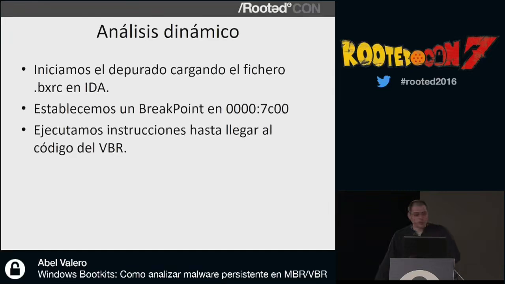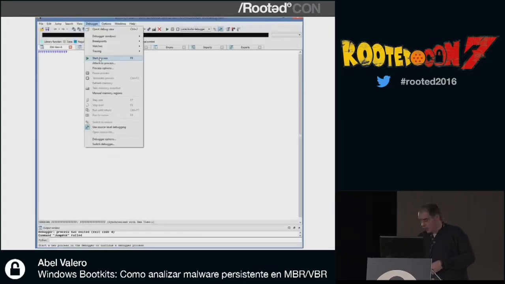Okay, this is what we are debugging. So debugging a BootKit. We start by loading the file in IDA. The BXRC file, we drag it and drop it into IDA. So we establish a breakpoint at that address, 0000:7C00. That is where the VBR is loaded. So we run instructions until we reach the VBR.